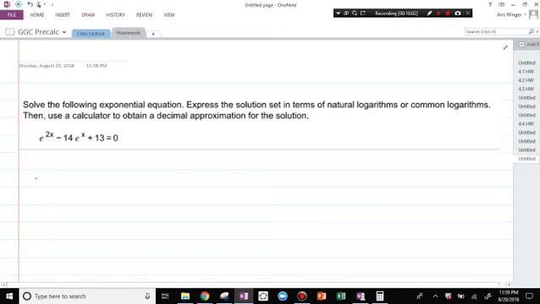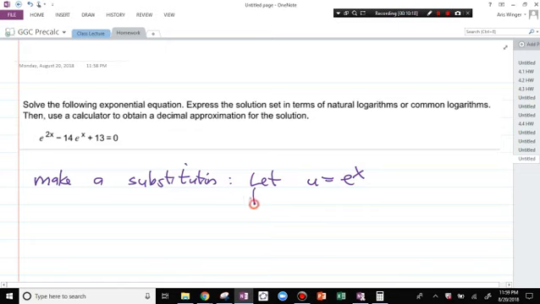So the first thing we'll do is we'll make a substitution. Right, and so we'll say let u be e to the x, and one of the reasons why we're doing this is because if we do that, then we might be able to see that this is really just a quadratic equation. So if u is e to the x, then when you square both sides, you're squaring e to the x, but again we multiply this x and the 2, and so this is e to the 2x.